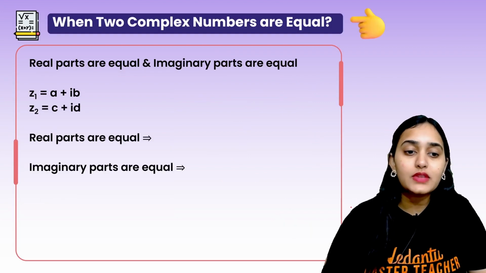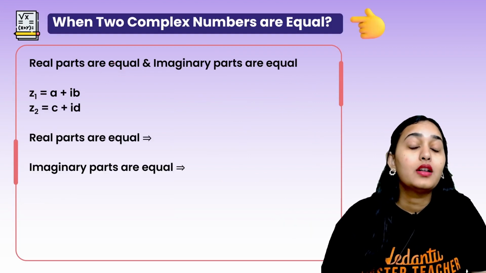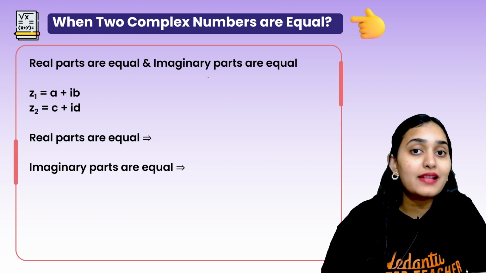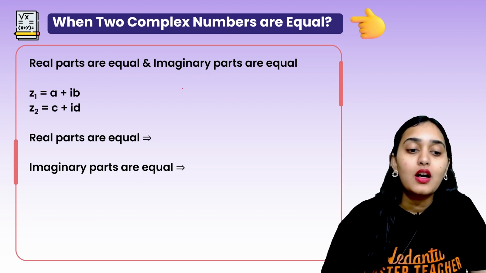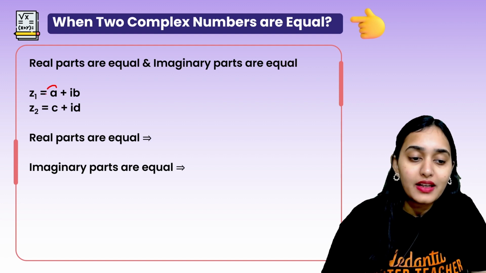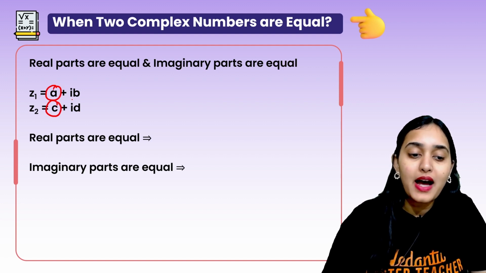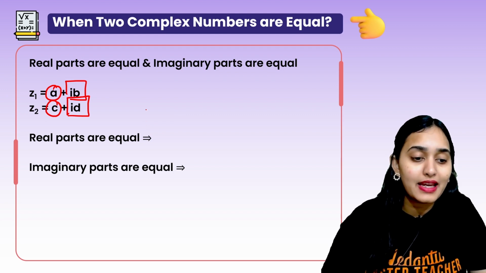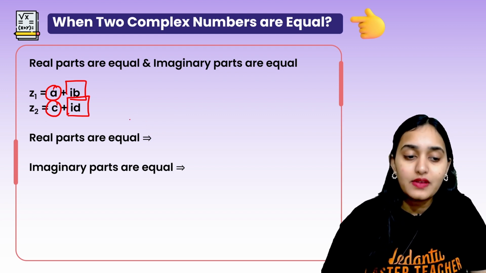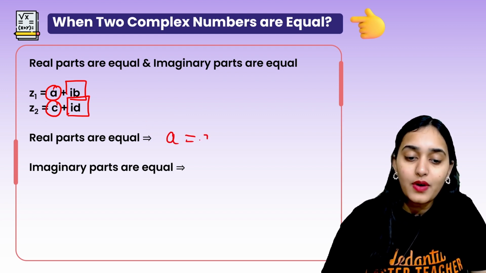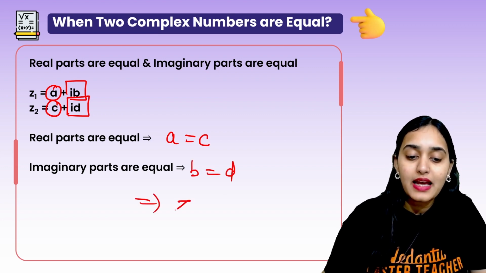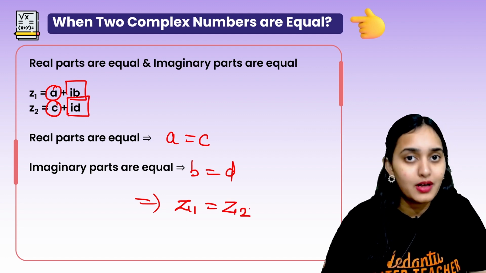Okay. So remember, in the question, if they say that the given two complex numbers are equal, so when are they equal? If the real part is equal to the real part and the imaginary part is equal to the imaginary part, only then you can say that Z1 is equal to Z2. So if a is equal to c and b is equal to d, only then you can say that complex number Z1 is equal to complex number Z2.